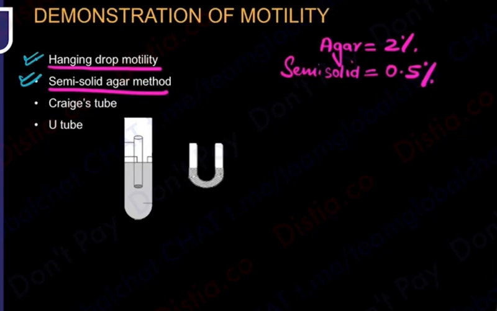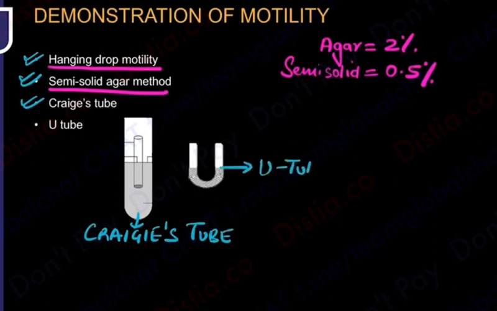The third one is Craigie's tube. Craigie's tube is in front of you. This is known as the Craigie's tube, and the other one that you have, which looks like a U, of course, is known as a U-tube. Now you don't have to know the pathogenesis again. You just have to listen to me once and then just know their names. Craigie tube and U-tube are for motility. So what do you do? You have a tube over here and you have kept another capillary inside it. So a tube inside a tube. You are going to put your bacteria out here.